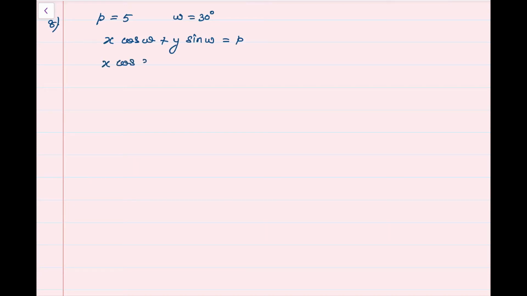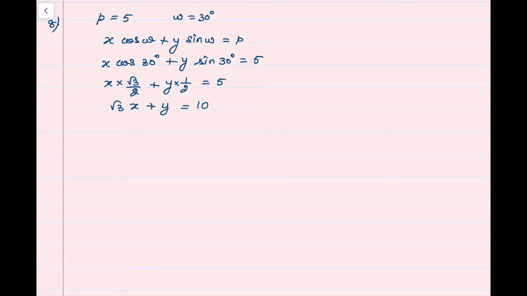x cos 30 plus y sin 30 is equal to 5. Cos 30 is root 3 divided by 2 and sin 30 is half. Multiply the whole equation by 2. Root 3 x plus y is equal to 10.